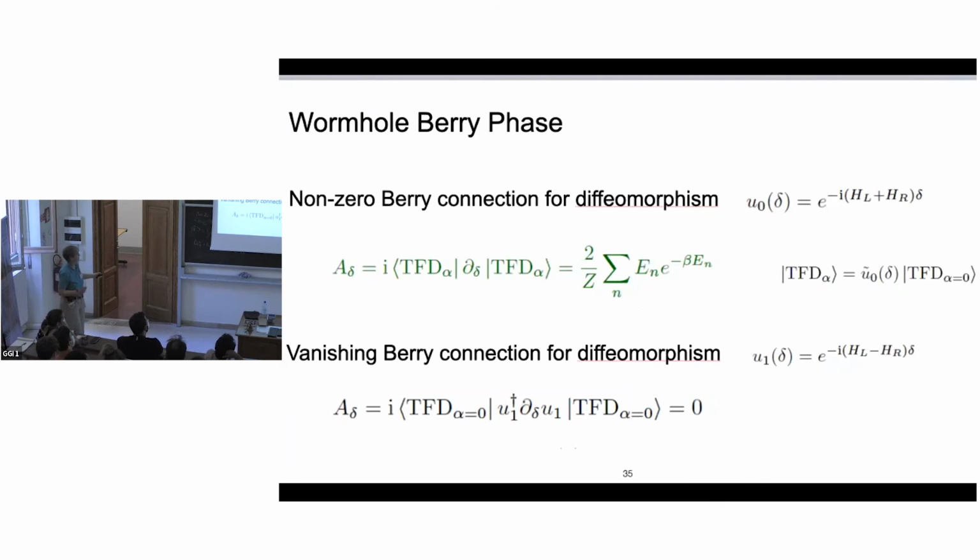You can also do this calculation very nicely in JT gravity explicitly. There you have a Hamiltonian, you can write down the phase space, and you can also calculate the Berry phase, and it exactly matches this picture of the TFD state.